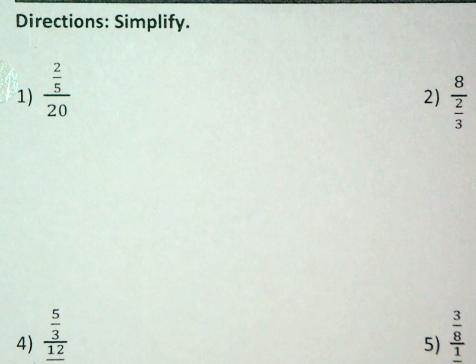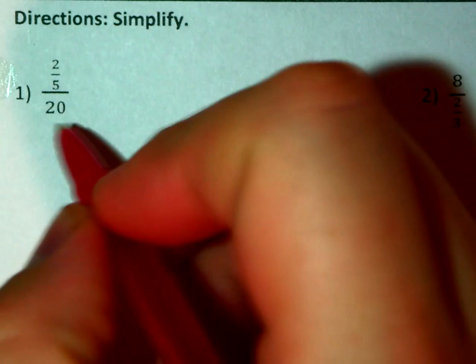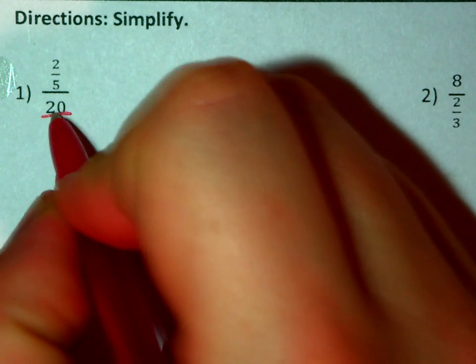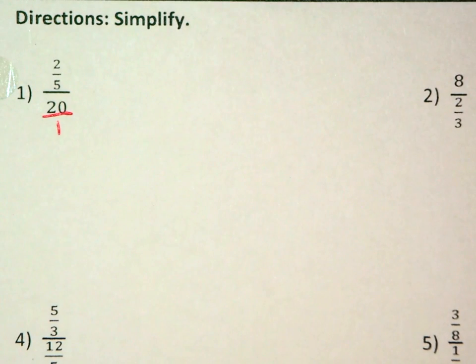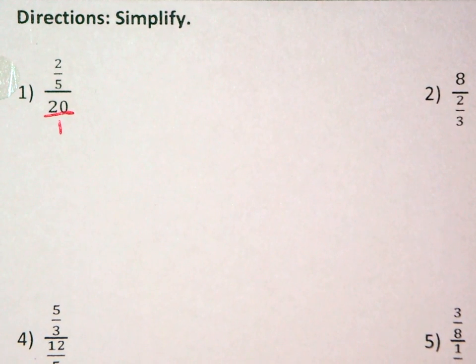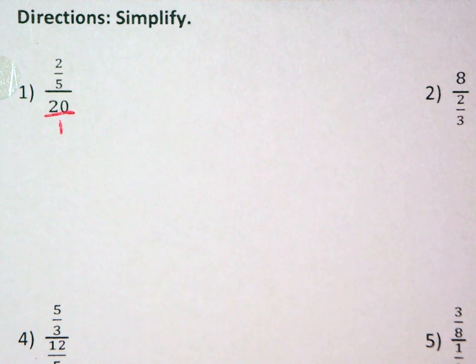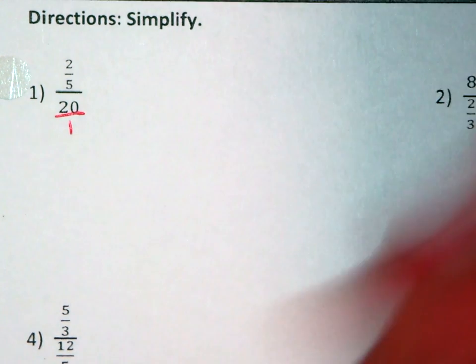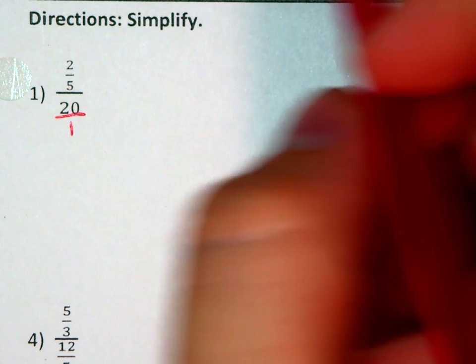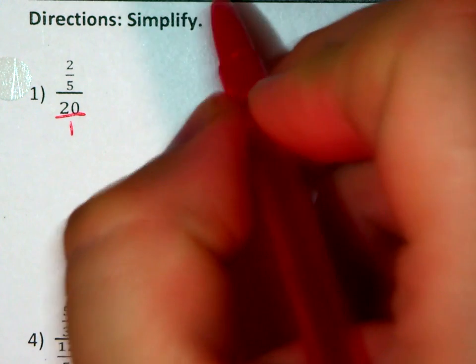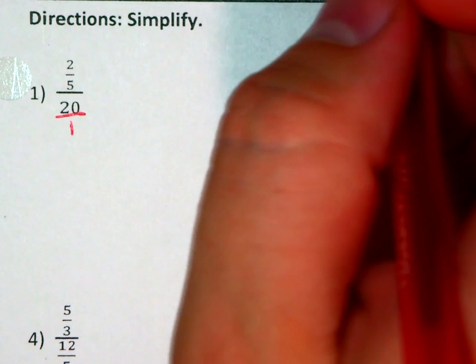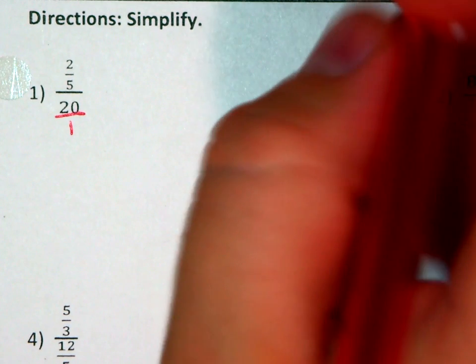So looking at problem number 1, we have 2/5 divided by 20, and we know that the number 20 is the same as saying 20 over 1, so I highly encourage you guys to go ahead and get in the practice of changing your whole numbers into a fraction so that you see that you're dividing two fractions. Then I also highly encourage you to take the extra step of writing this out horizontally with a division sign, just to remind yourself exactly what you're looking at.